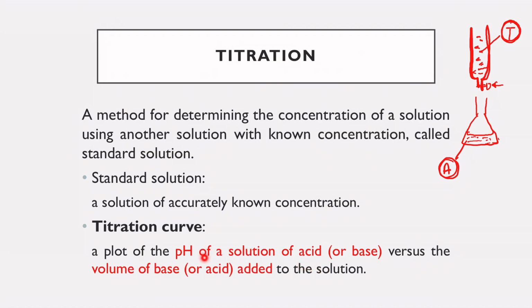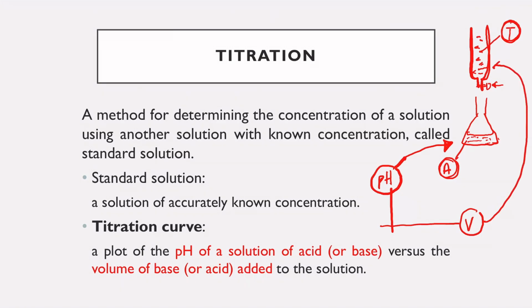For acid, the graph is like this. If this is the pH of acid, then this will be the volume of base added. If this is the pH of your base, then this will be the volume of your acid added. So this depends on what is in your conical flask for the pH. The volume added is the volume added from your burette into your conical flask.